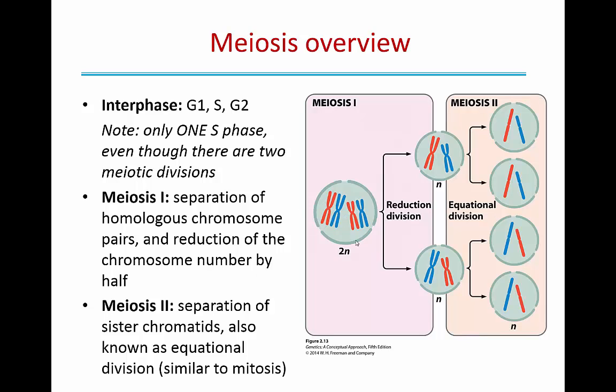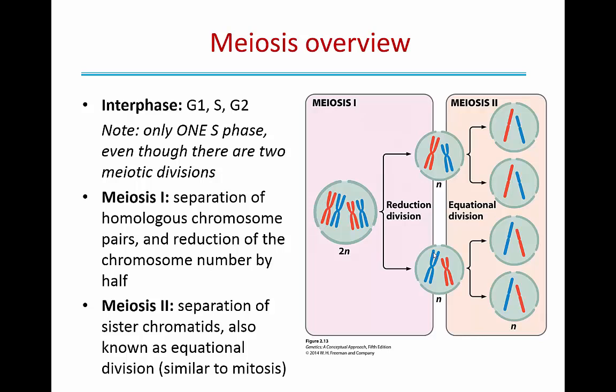separate cells. Meiosis I is also called a reduction division, and the reason is that if you actually count the number of chromosomes at the beginning compared to the end of meiosis I, you'll see that the number of chromosomes per cell actually decreases in number.